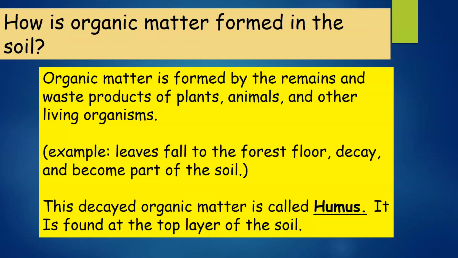How is organic matter formed in the soil? Organic matter is formed by the remains and waste products of plants and animals and other living organisms. Examples: leaves fall to the forest floor, decay, and become part of the soil. This decayed organic matter is called humus. It is found at the top layer of the soil.